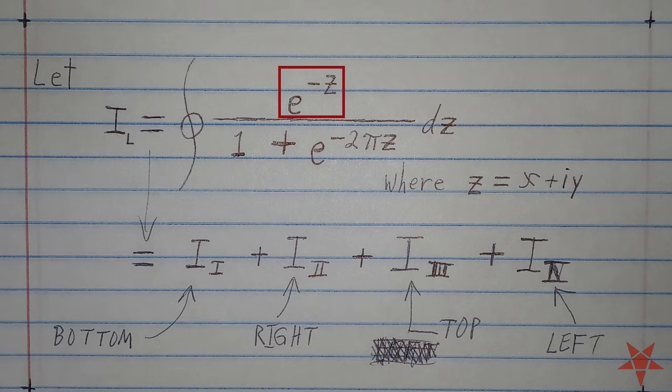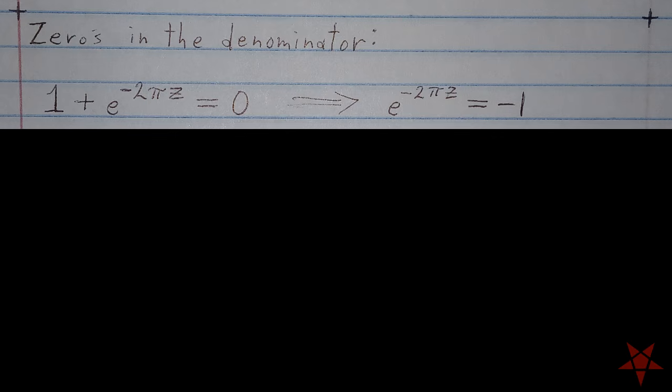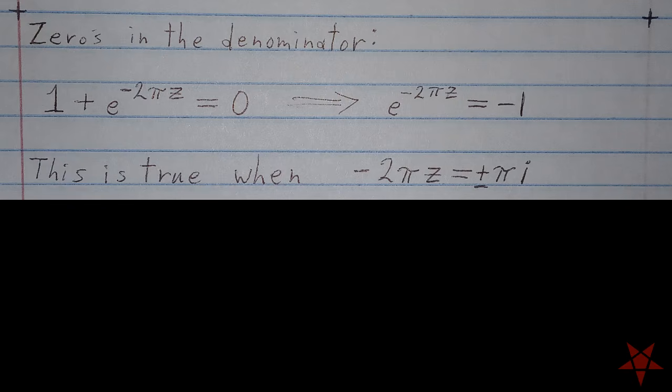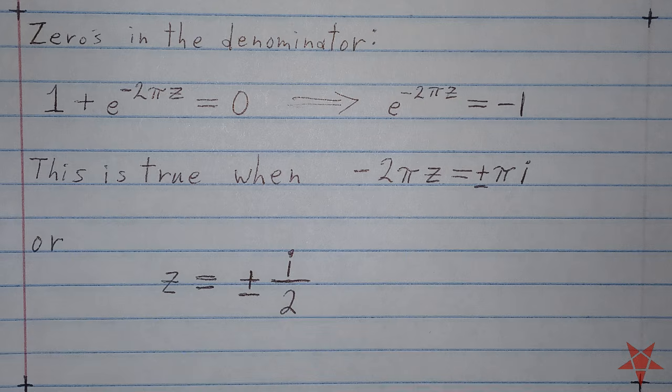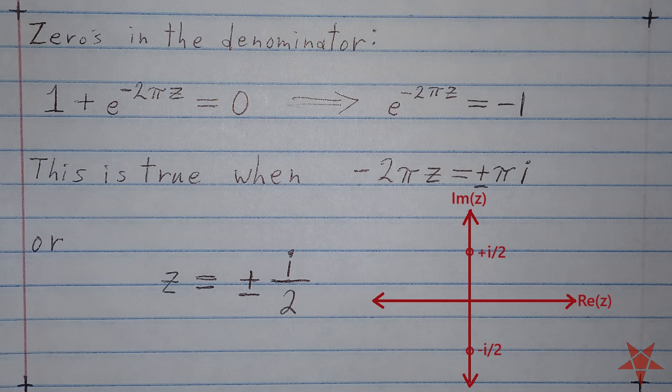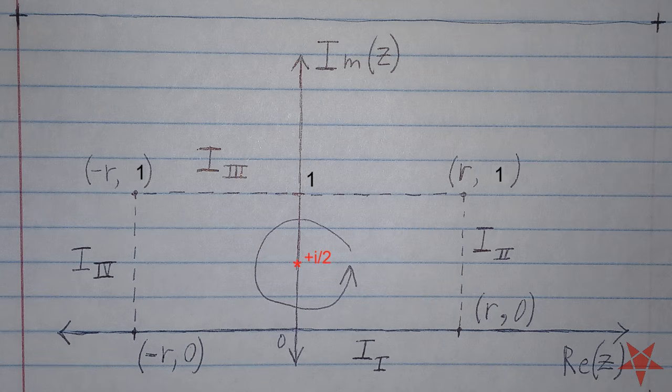The numerator is defined for all values of z, so it falls upon us to look for some zeros in the denominator. Setting 1 plus e to the negative 2 pi z equal to 0, we find that the exponent must be equal to plus or minus pi I. This gives us plus and minus I over 2 for zeros in the denominator of the integrand. As you can see, positive I over 2 lies inside of the contour and is thus the only singularity that we will be focused on.